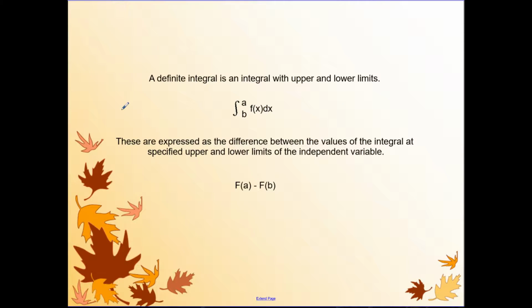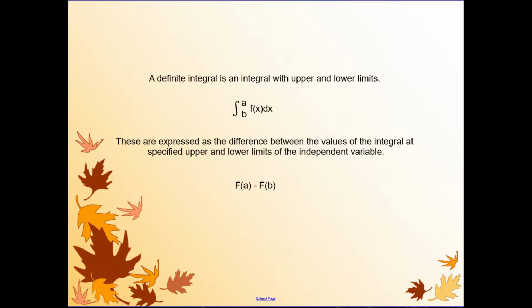So these are expressed as the difference between the values of the integral at the specified upper and lower limits of the independent variable. So basically what that means is we are finding the integral and we are going to plug in our a for that whole integral function and subtract the whole integral function evaluated at b. So definite integrals are a lot of the same of what we've been doing with the indefinite integrals. We're just taking it a small step further, so you can expect this to be a pretty short video.